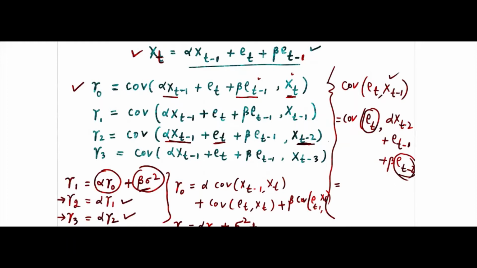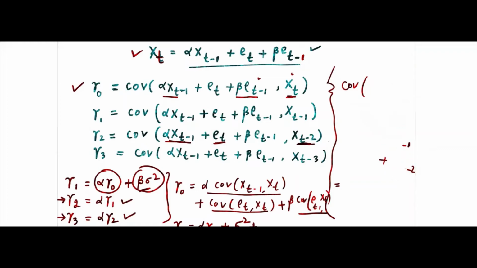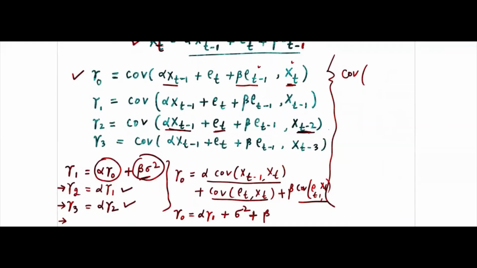Beta et minus 1 xt we are finding, right? See, the first one, xt minus 1 xt, et xt we have written already here, these two. The third one is beta et minus 1 xt, okay? Here also I have written beta et minus 1 xt. So let me write beta. This one I have to find, et minus 1 xt.